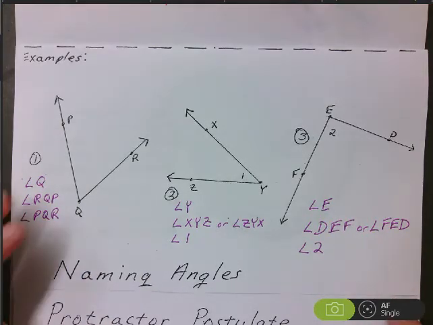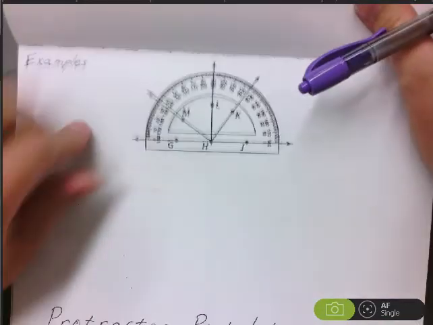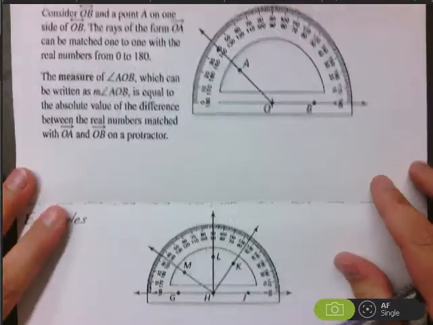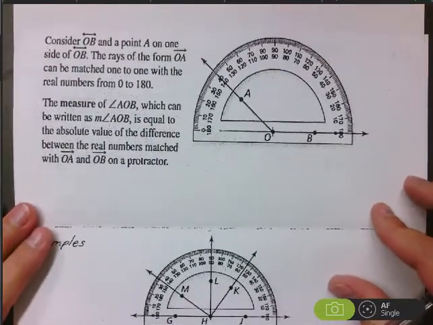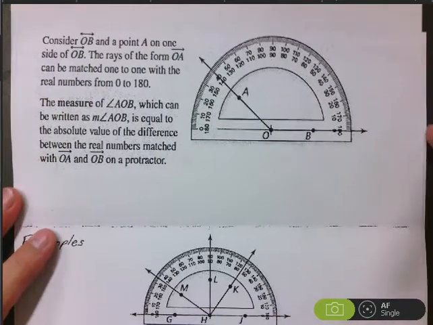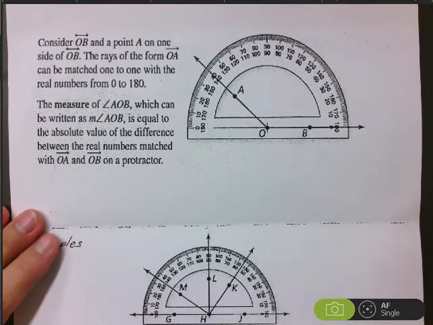The next piece is we're going to look at a protractor postulate. So this is very similar to that ruler postulate that we just had with segments. So I do have that printed on your foldable for you. You can read through that if you would like. But I'm just going to give you a summary of what's going on there with that protractor postulate.